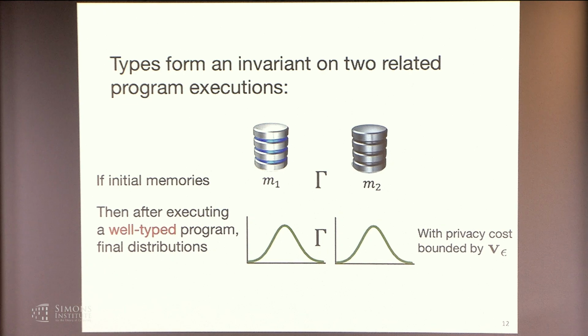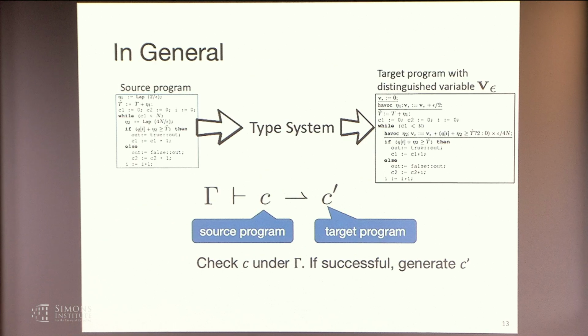So now let me tell you a little bit more on what it means to be well-typed in the LightDP language. This is how the type system in LightDP looks. At the high level, the type system takes your source code and the annotations, and it checks the source code. This notation here means I check the original command C under the typing environment gamma. There are a couple of restrictions which I will show you next. If the check passes, the type system will generate a program C prime, which we call the target program. So that's, at the high level, how the type system looks.